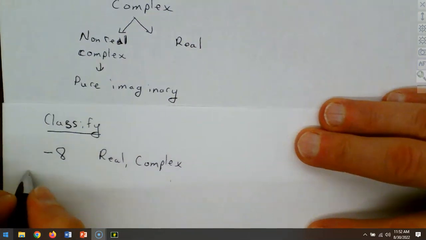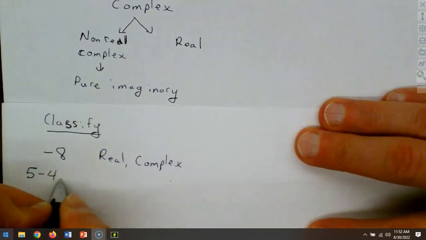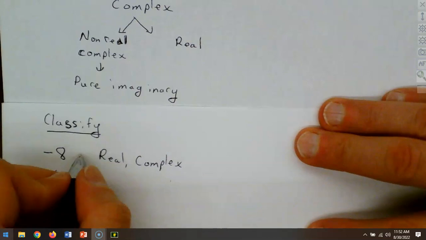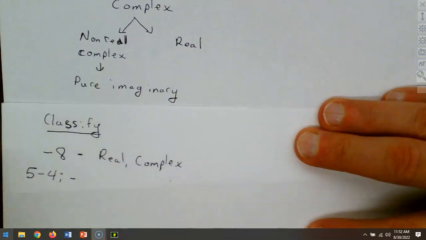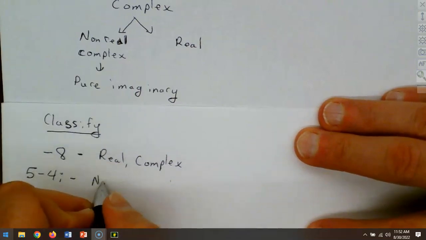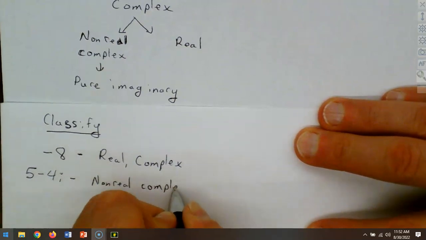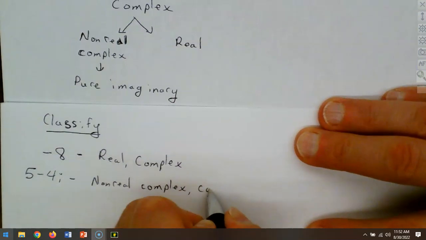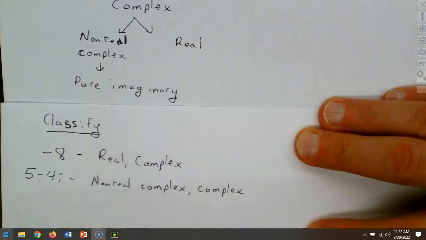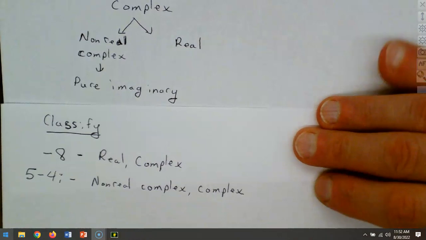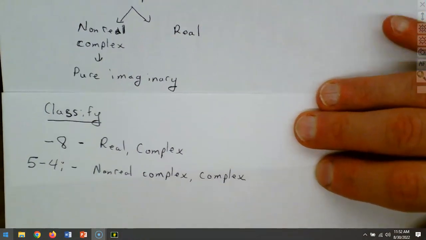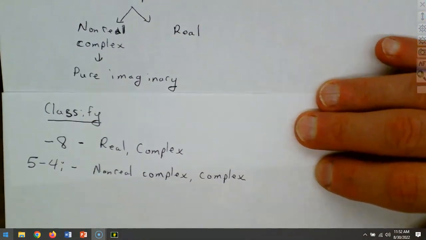What about 5 minus 4i? Okay, non-real complex. And also, when you follow it up, complex. And sometimes they just write complex once, but it's actually non-real complex and complex also.